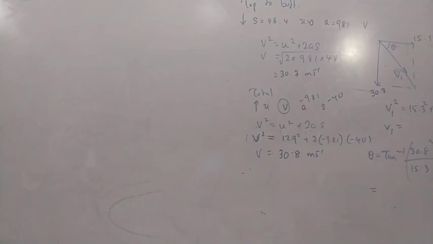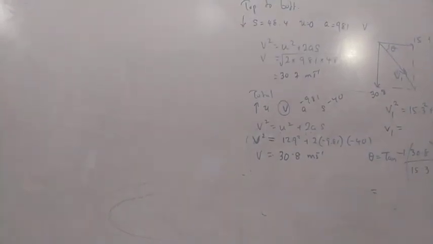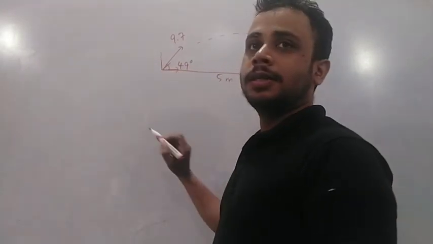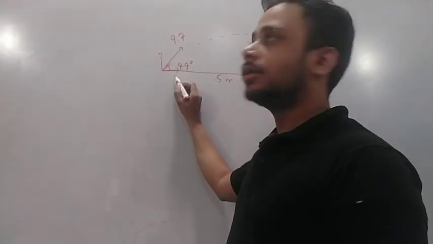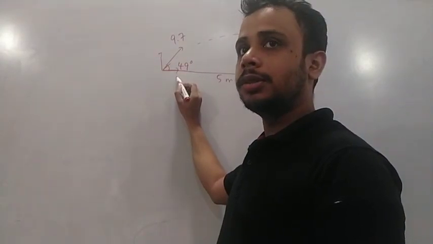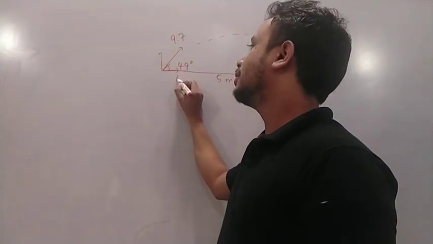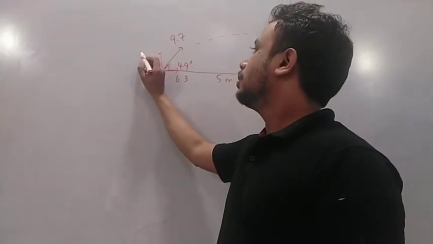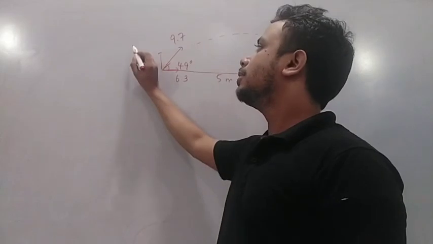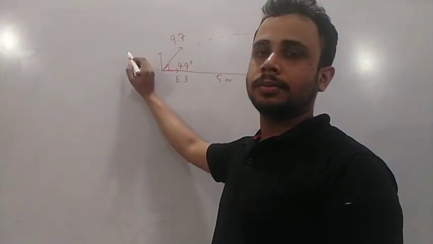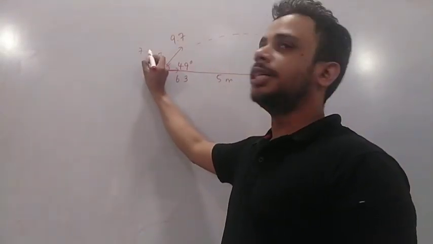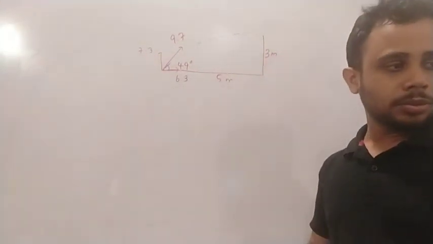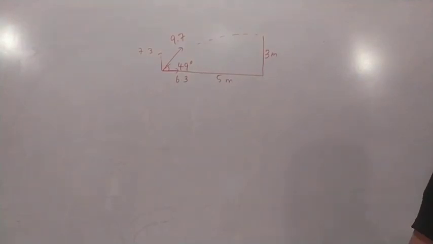Try that one. It's easy. First part. What are the two components first? The horizontal one is 6.3. The other one is 9.7 cos 49, and the other is 9.7 sin 49, which is 7.3. They are asking if it takes about 0.8 seconds to reach the wall.